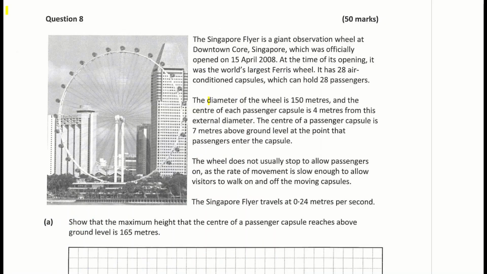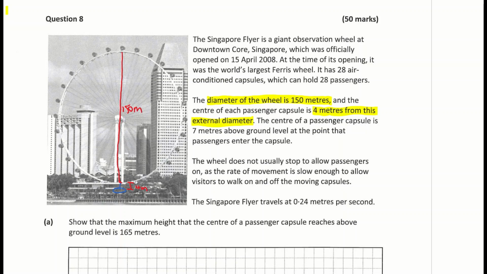Question 8a: show that the maximum height of the centre of a passenger capsule above ground level is 165 meters. The first thing we're going to mark in is the diameter of the wheel, which is 150 meters. I'm just going to draw that in red. That's the diameter of my wheel. The next part says that the centre of each capsule is 4 meters from this external diameter. So if we mark that in, the capsule comes down and it's 4 meters from the edge, from here to the center of the capsule, and I have my 150 meters from the diameter.